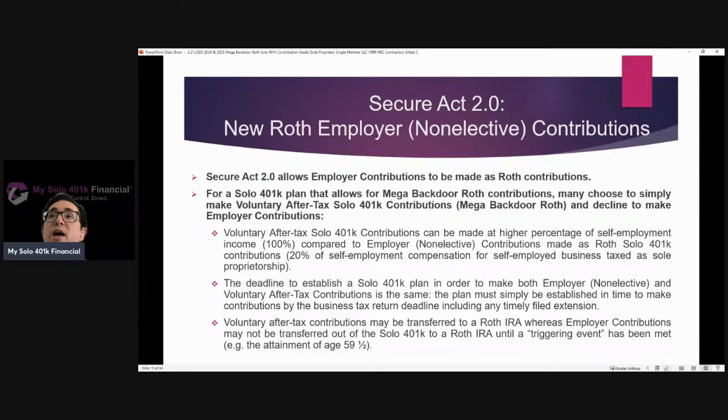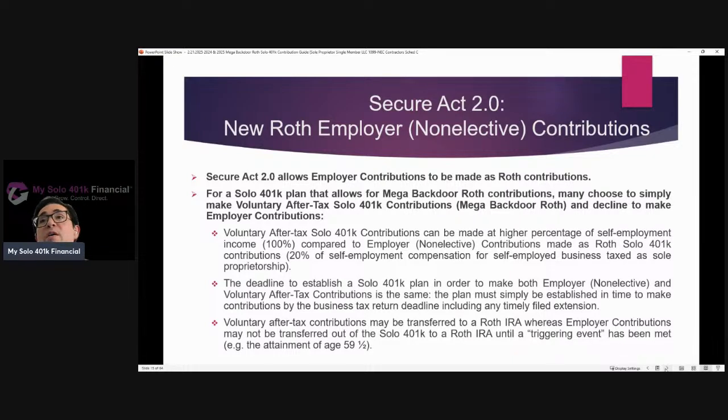In other words, not a lot of customers started to make employer contributions as Roth contributions. And that's because our plan already allowed for mega backdoor Roth contributions. So based on experience and client feedback, for customers that were focused on maximizing the amount that they can contribute as a Roth contribution, they preferred to make those contributions as voluntary after-tax contributions, as opposed to making employer contributions as Roth contributions. So why is that?